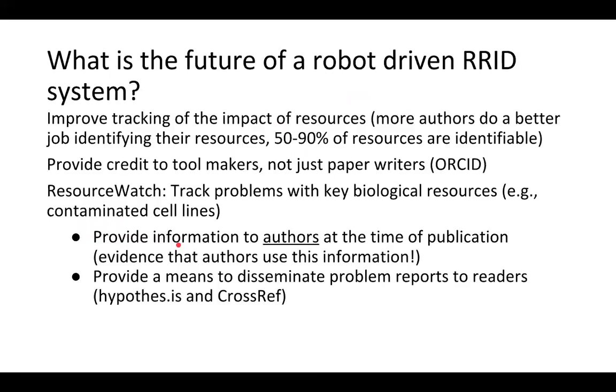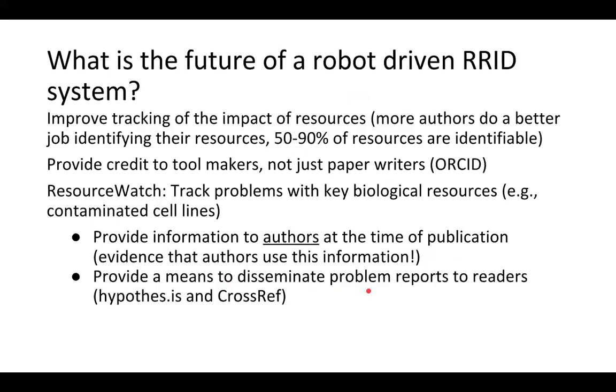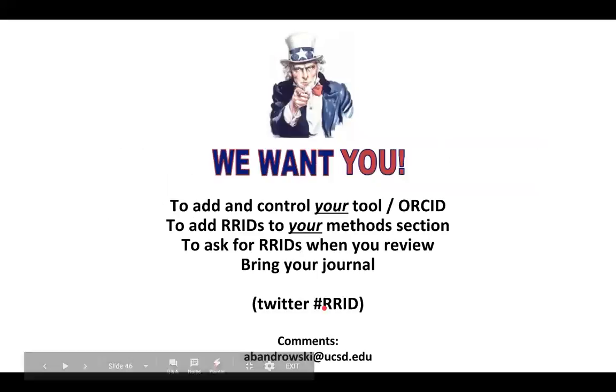So we can provide that information to authors at the time of publication, as you saw. We do have some evidence that this information is read and used. And of course, we have a means to actually disseminate any problems that are reported after the author has published that paper to readers through this Hypothesis mechanism and also through Crossref, which would have the same data.